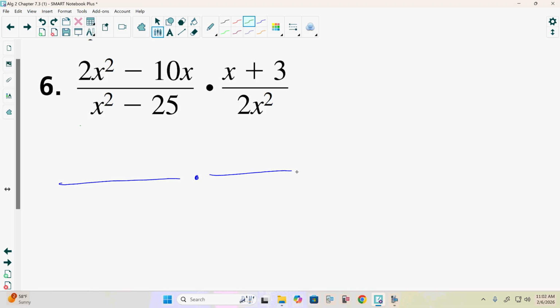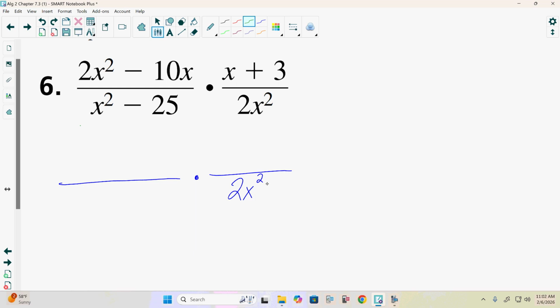But how many terms do we have there? 1. I can't factor out a greatest common factor from one term. All I'm doing is putting parentheses around something. There is nothing we can do with it because it is a term, a single term. So 2x squared, nothing we can do with it.